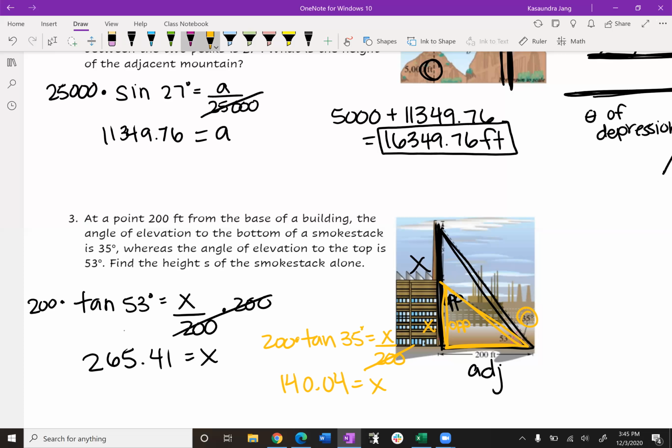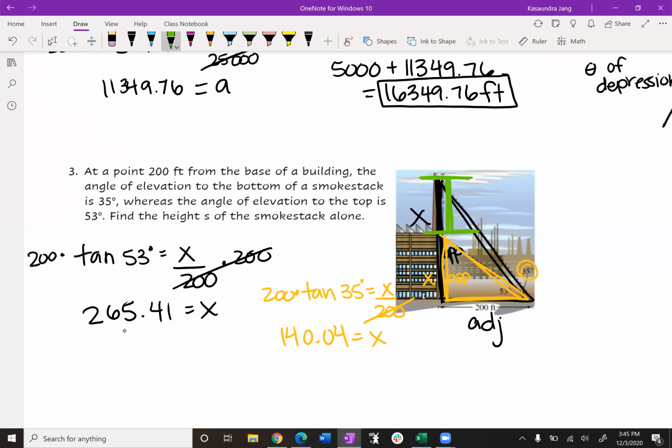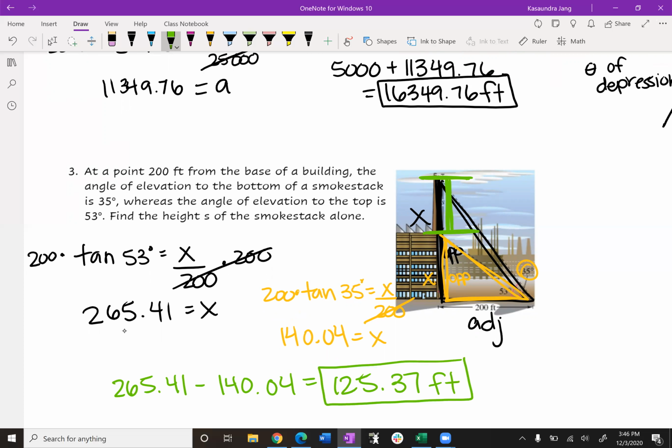They just want the distance of this smokestack though. So if I want just this distance, I will do the overall distance, the 265.41, minus the smaller distance, the 140.04. All right. It looks like I'm at 125.37. And I think they were doing everything in terms of feet. So that is 125.37 feet tall, the smokestack alone.